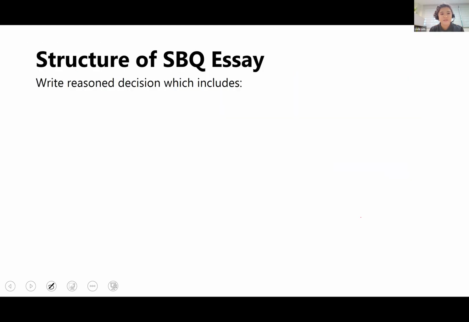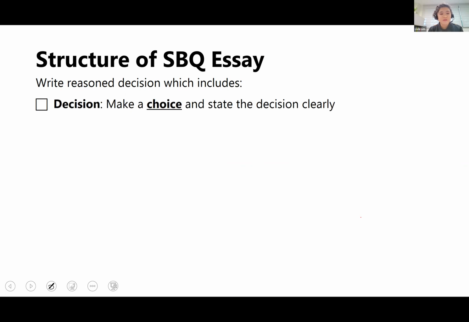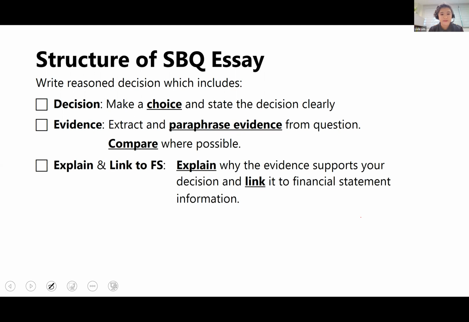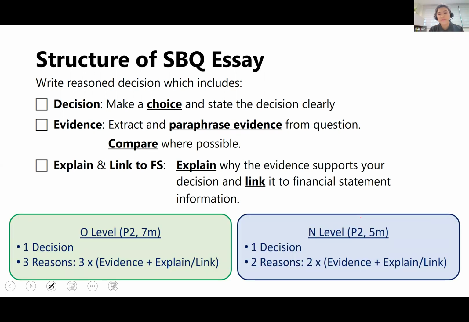N-level students. So N-level students, I just want to remind you of the structure of an SBQ essay. You need to write a reason and decision, and this includes number one, a decision, make a choice, evidence, extract and paraphrase the evidence from the question. If possible, compare. So you see that I am doing comparison throughout all my answers, right? And finally, you need to explain why your evidence supports your decision, and then you need to link it back to the financial statement information.